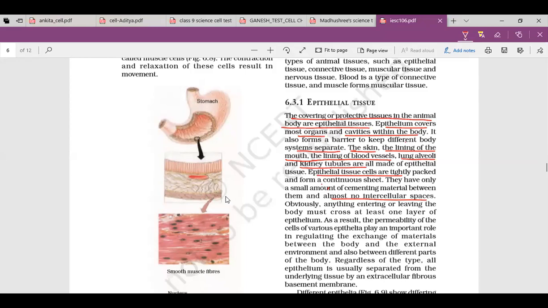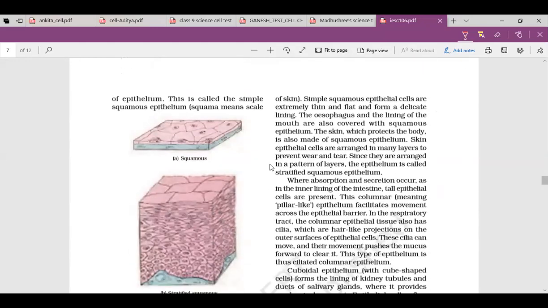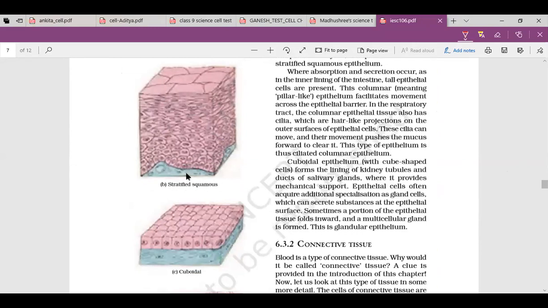Is it clear? Every tissue has a base. You can see here, this is the basement, the blue color shade. This is one layer of epithelial tissue, the blue one. This is the basement, and these are the different types of cells. This type of epithelium is called squamous epithelium. This is stratified squamous epithelium, and it is present in our skin.